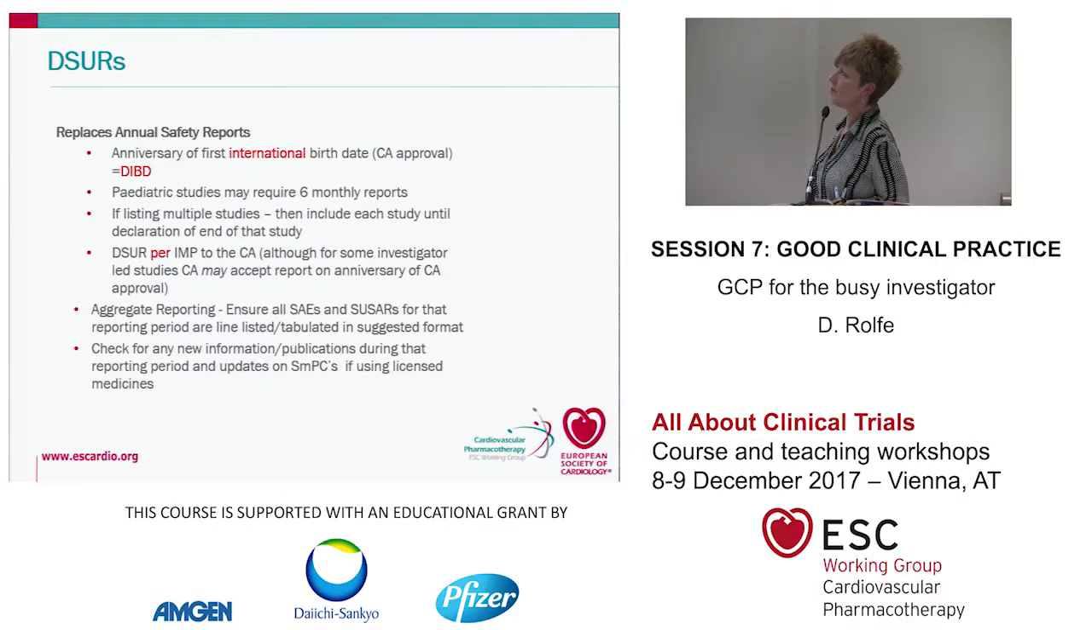You must ensure that all SAEs and SUSARs for that reporting period are line listed and tabulated in the suggested format. And check for any new information and publications during that reporting period and any updates on drug monographs if you're using licensed medicines. And at that stage, you're actually going to need to assess the risk for your patient population and see whether or not this means an update in your DSUR, whether or not you're going to have to update your patient information sheet and then reconsent your patients because of the change in risk.